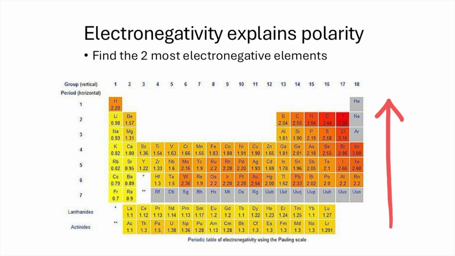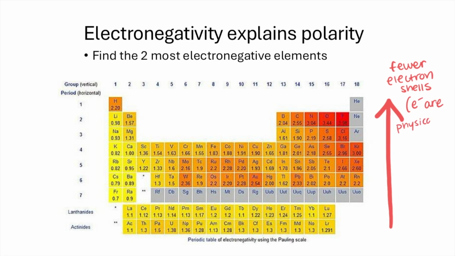In other words, how badly does this atom want electrons? This matters in biology because electronegativity helps determine whether bonds are polar or nonpolar, which affects things like molecular shape, solubility in water, how molecules interact with proteins and membranes, etc. We'll get there later. So if you look at the periodic table, electronegativity is going to follow 2 main trends.